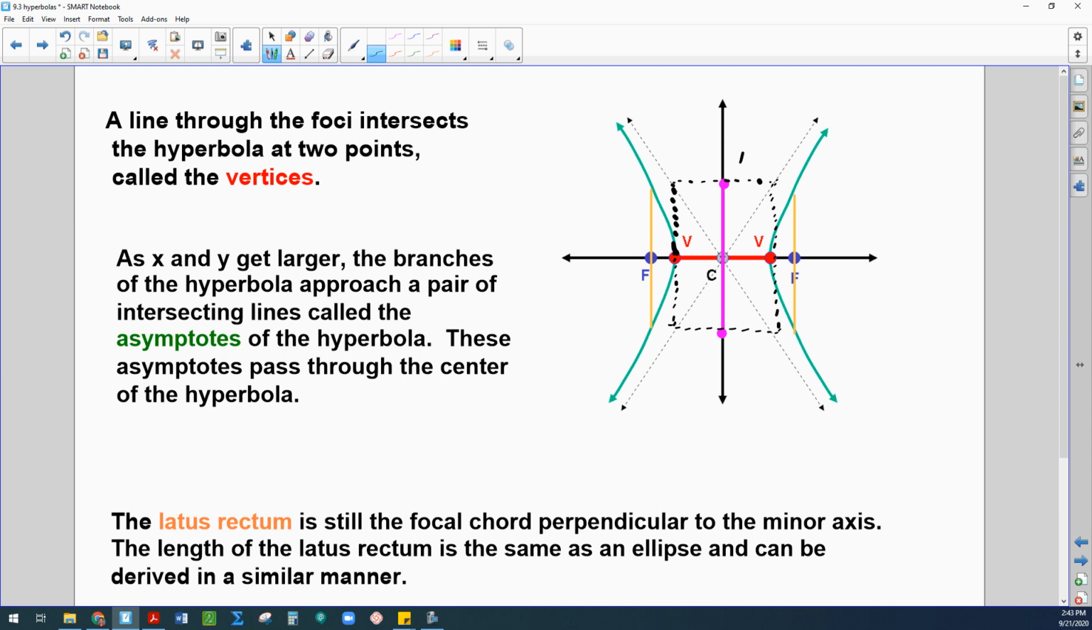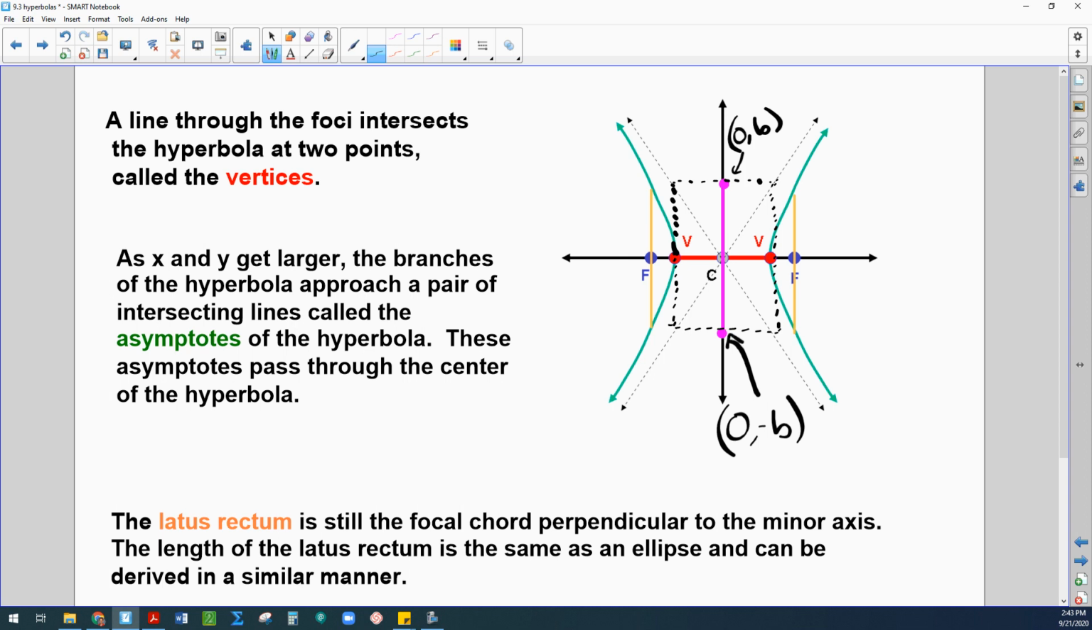Okay, this is still at 0, b and 0, negative b. But they're not co-vertices because they're not on the hyperbola. The green branches of the hyperbola are the curved parts. So the vertices are called vertices because they're on there. They're on either side of the center. The co-vertices aren't really a co-vertex because they're not on the hyperbola.